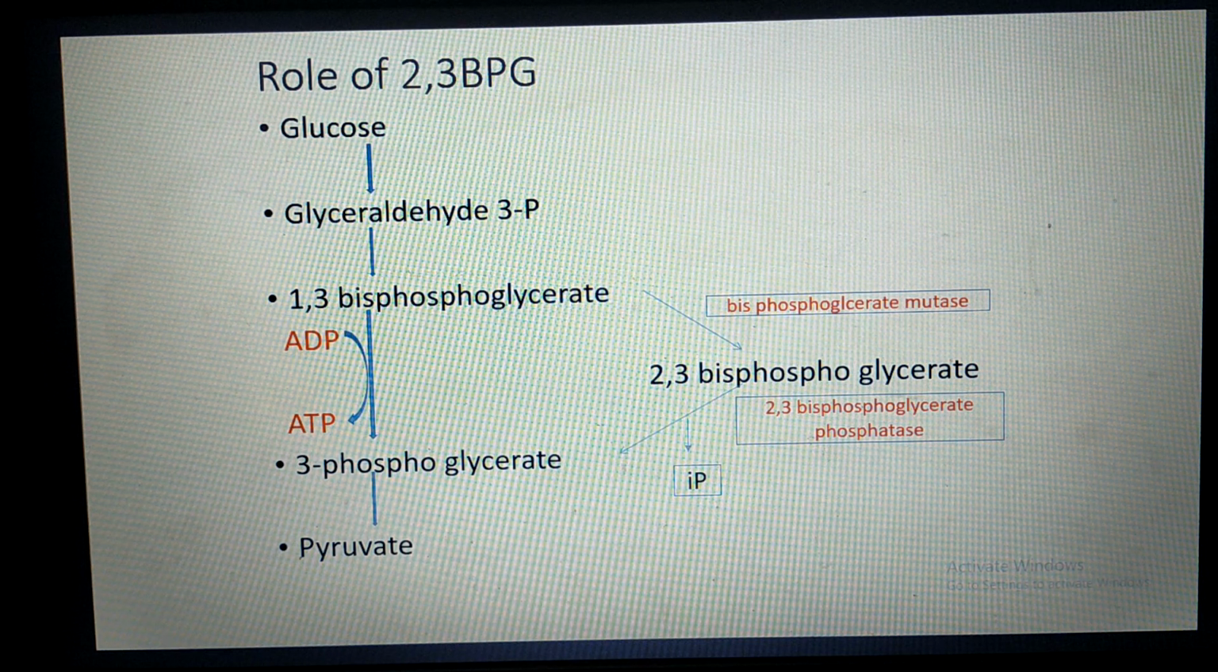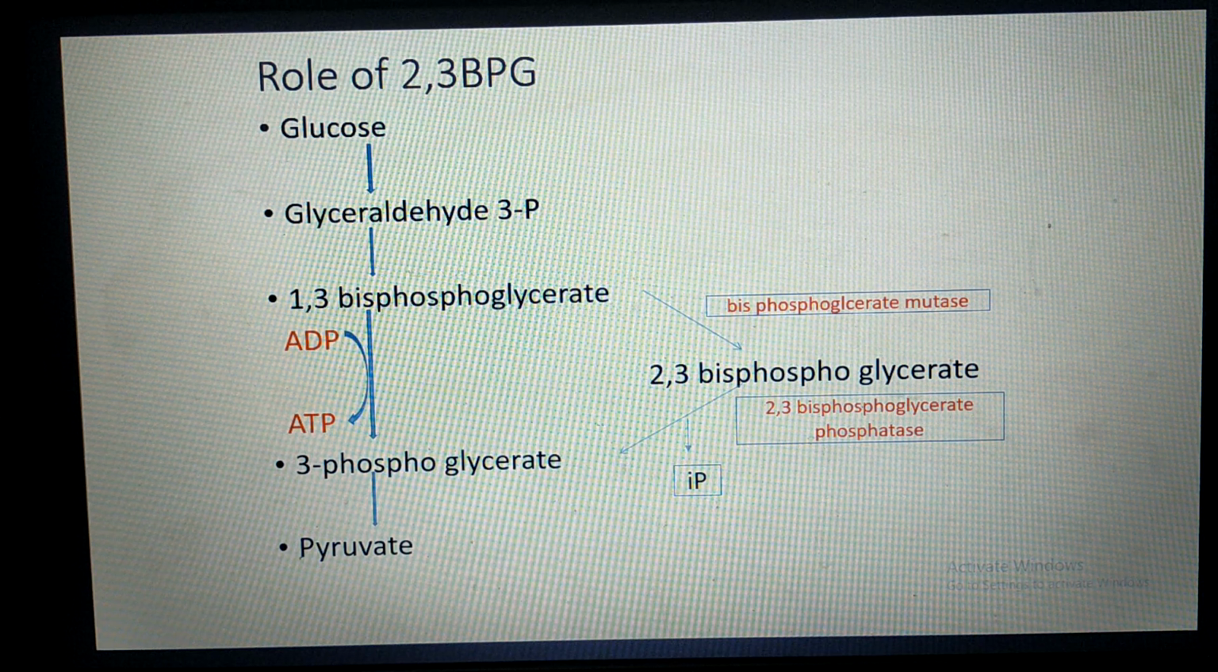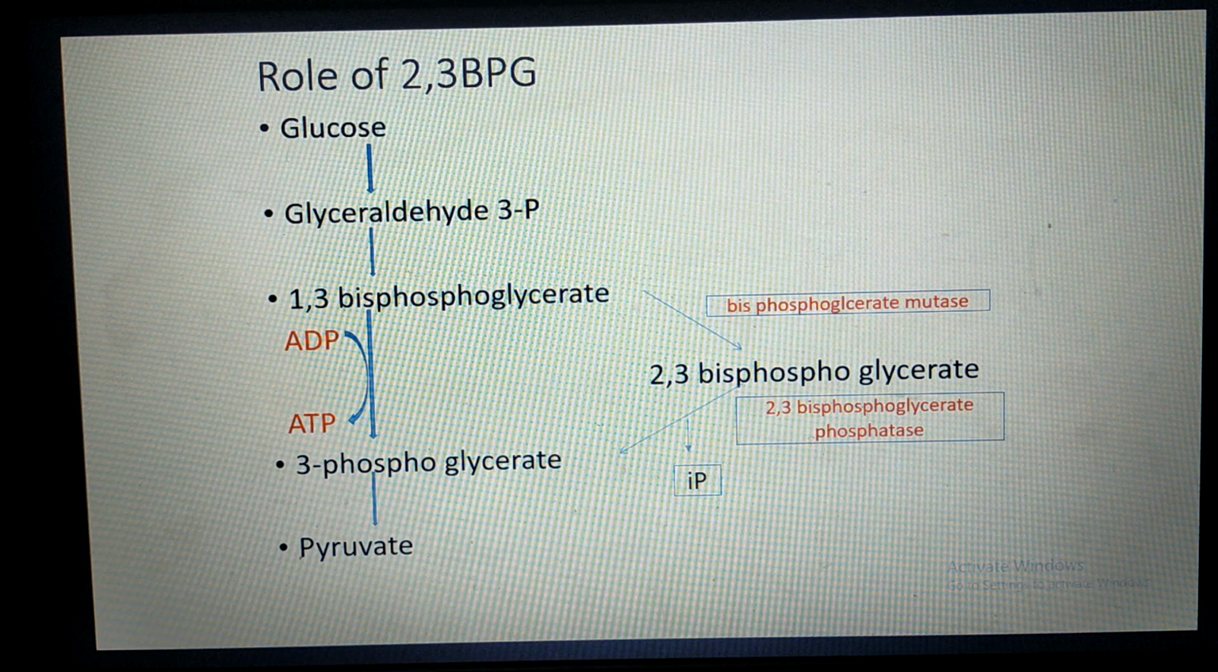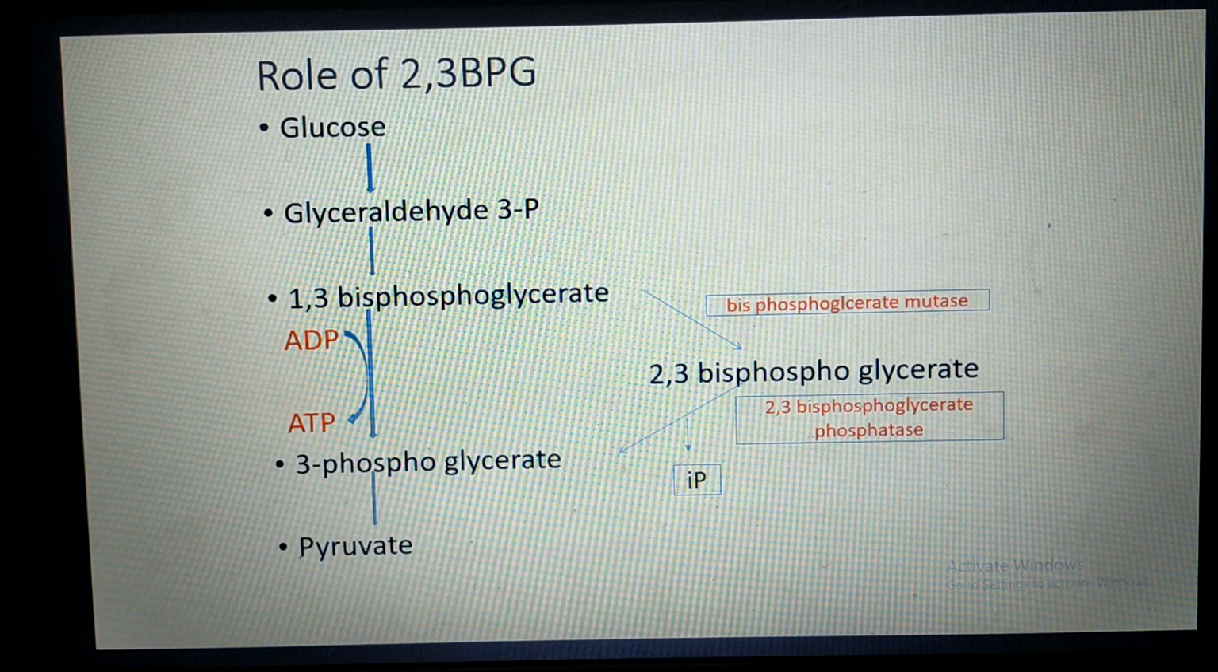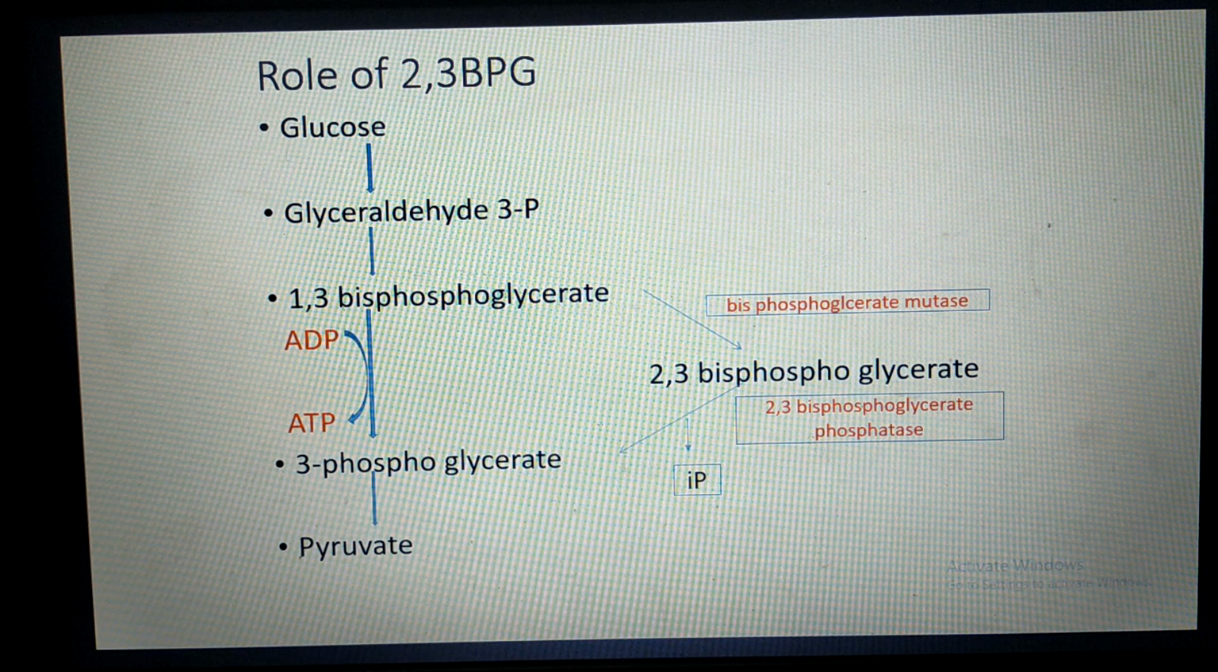So this Rapoport-Luebering cycle is a one-step diversion of the glycolytic pathway in RBCs, due to which 2,3-bisphosphoglycerate is formed inside the RBCs. One more thing about this cycle: in the glycolytic pathway, when 1,3-bisphosphoglycerate is converted into 3-phosphoglycerate, 1 ATP is synthesized. But when the Rapoport-Luebering cycle occurs, 1,3-bisphosphoglycerate is converted into 2,3-bisphosphoglycerate, and this is converted to 3-phosphoglycerate. Here ATP synthesis does not occur.